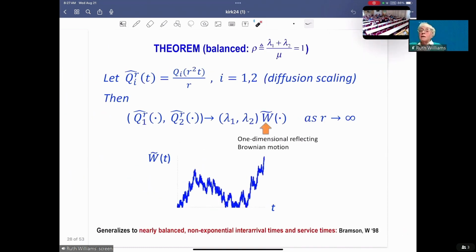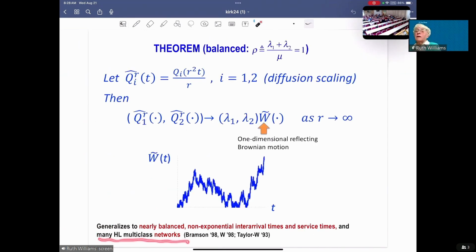And in fact, as before, one can actually consider nearly balanced systems. So when rho is near 1, we can still approximate by this constant vector times a reflecting Brownian motion. Reflecting Brownian motion will have a constant drift now. And we can also generalize to where the interarrival times are non-exponential, as long as they're IID with finite mean and variance, and for the service times provided that they have the same mean for all of the classes. So that's actually a special case of something that Bramson and I proved for networks of multi-class Qs with this head of the line fair sharing discipline. And so I want to just mention that briefly here.